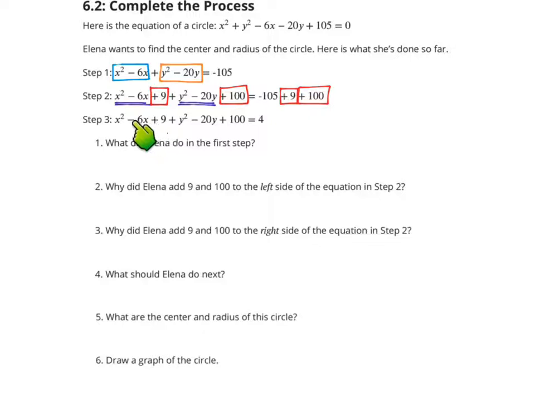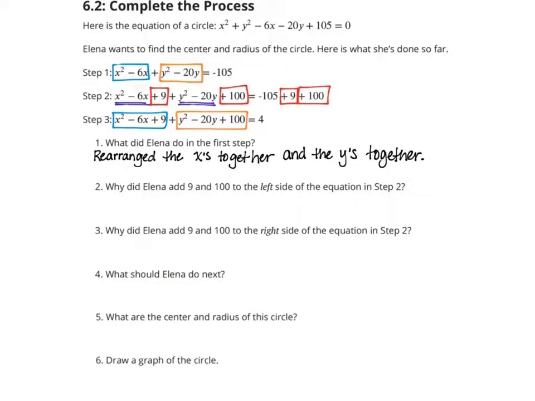In this next step, she... I don't really see a whole lot different in this step and this step, except that there's a 4 on this side, because what she did is it looks like she just combined all of those terms. So the question then is we're going to fill in and write in all those things we just said. So what did she do? She rearranged the x's together and the y's together.